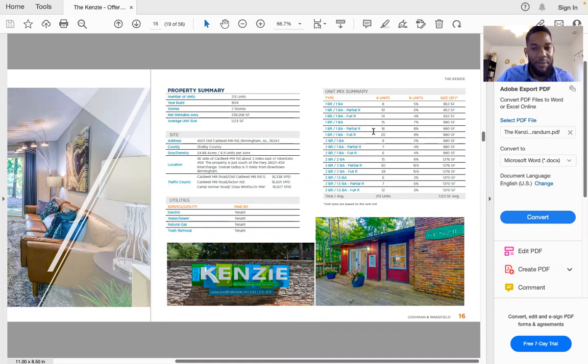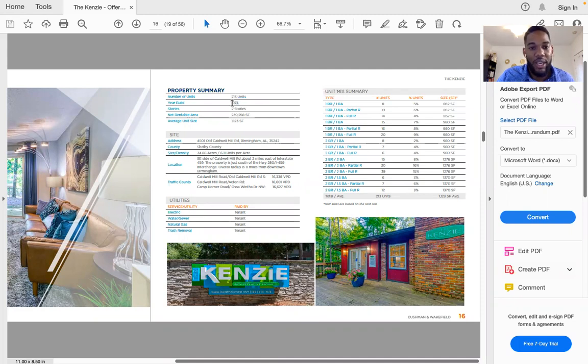So I would say it's an okay unit mix. I don't see any 3-bedrooms here. It's 213 units. We're talking an A-class area here. It would have been nice to see maybe some townhome units and maybe some 3-bedroom units. The property is built in '74.